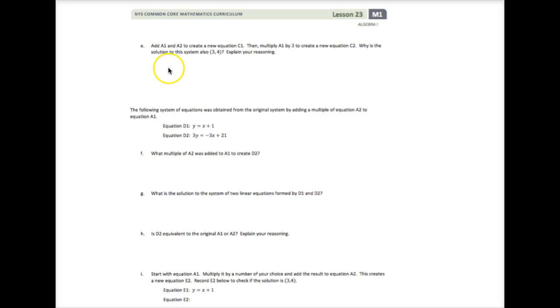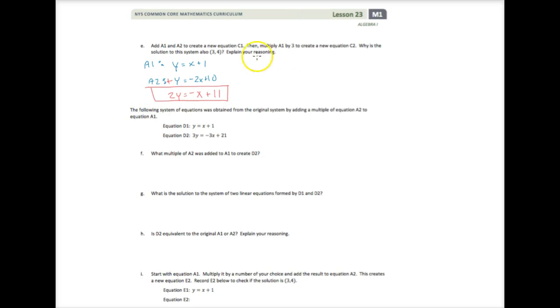Student page 128. Add A1 to A2 to create a new equation C1. All right, we're going to have to remember what A1 and A2 are. A1 is y equals x plus 1, and A2 is y equals negative 2x plus 10. It says add them. Adding is something as simple as drawing a line and adding what we see. Y plus y, 2y, equals x minus 2x, that's negative x, and 1 plus 10, that's 11. And there we go.